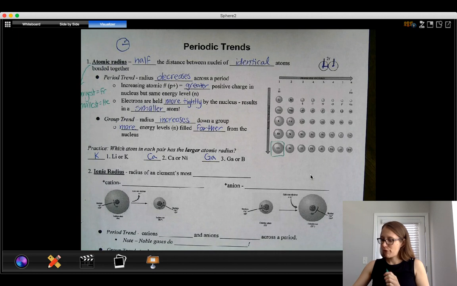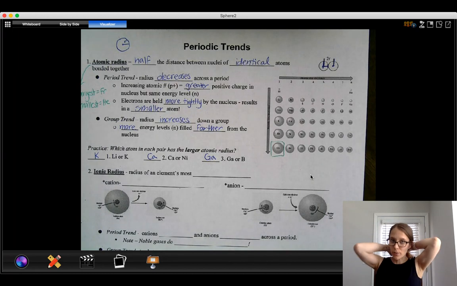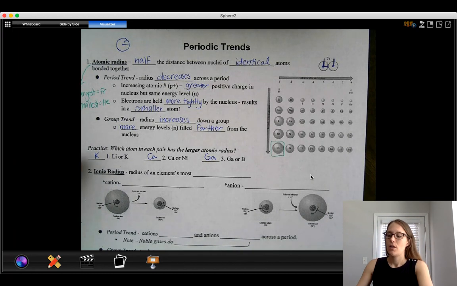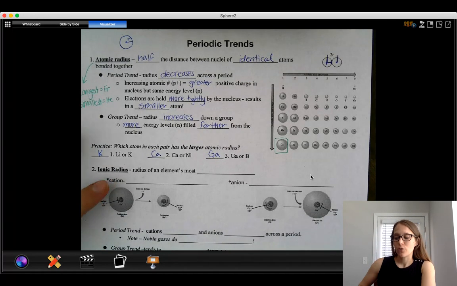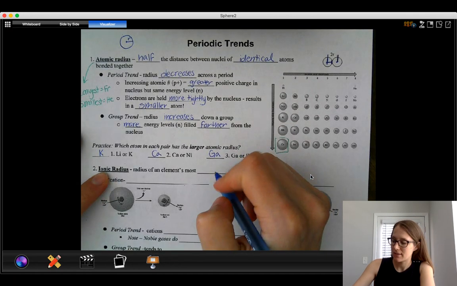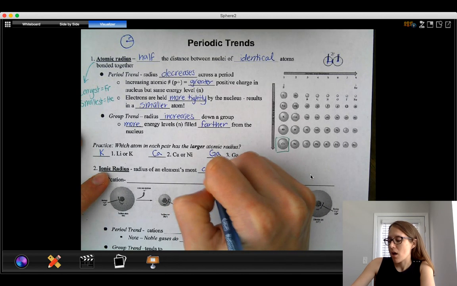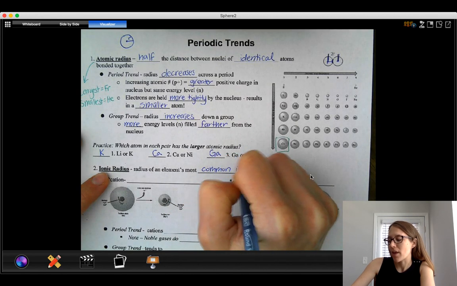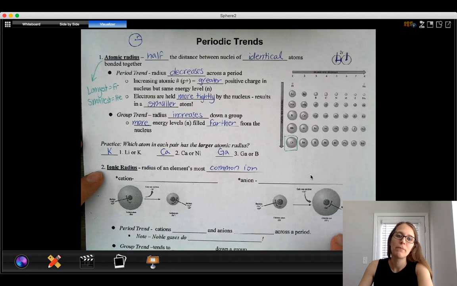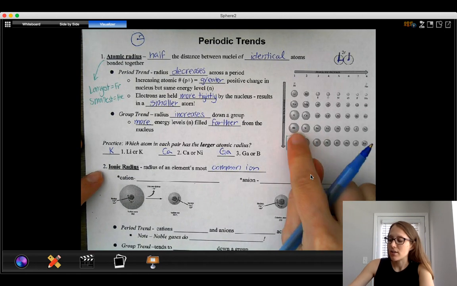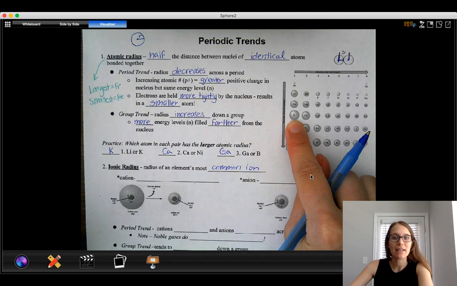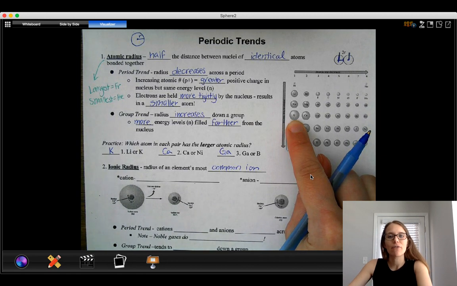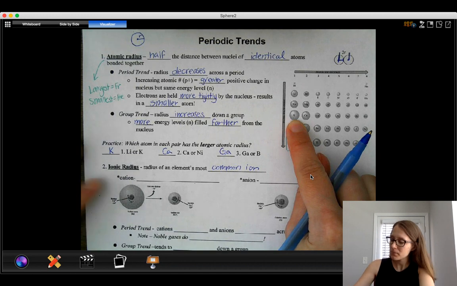All right, so from there, we're going to go on to what's called ionic radius. So ionic radius is still the radius, how big the element is, but of the ion that it makes, of the element's most common ion. Remember that ion means charged particle. So instead of looking at just potassium, when potassium makes an ion, it makes a charge of +1. So how would the size of regular potassium compare to potassium with a charge of +1?